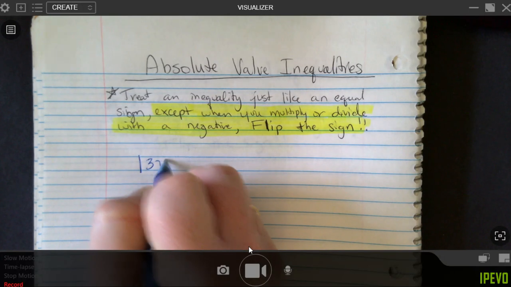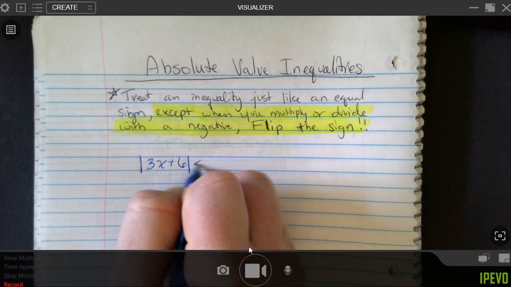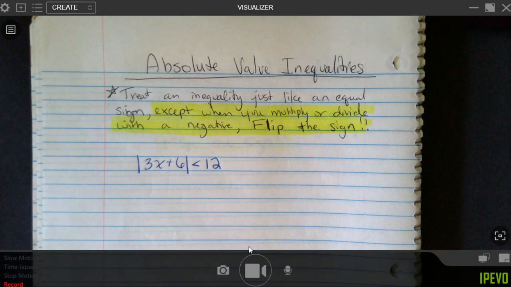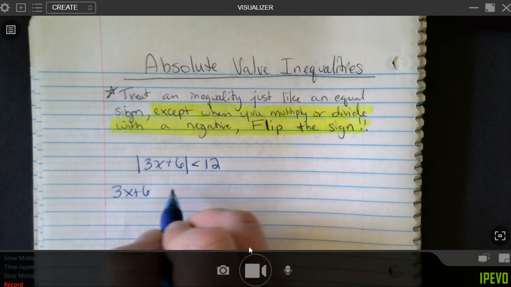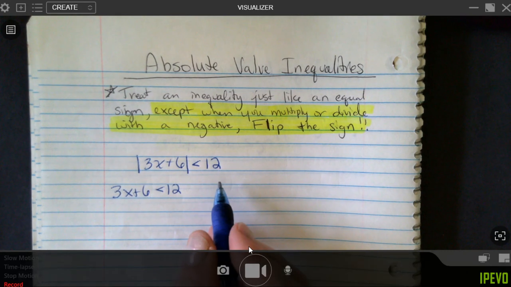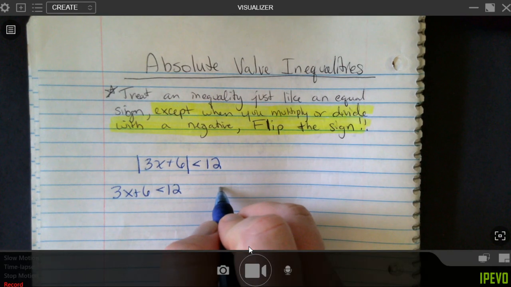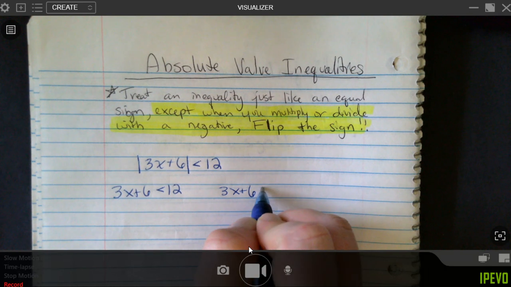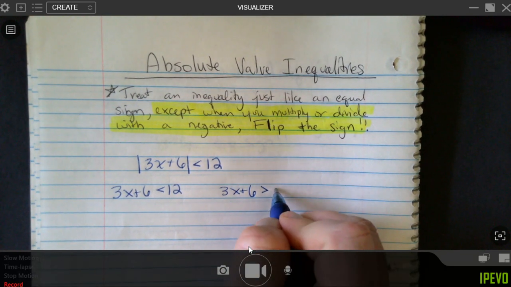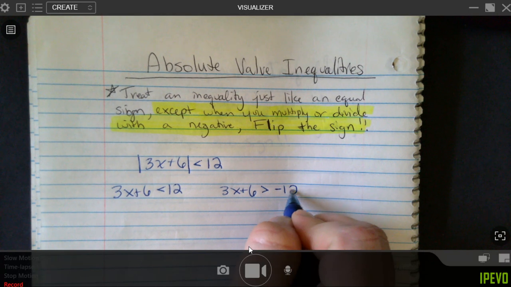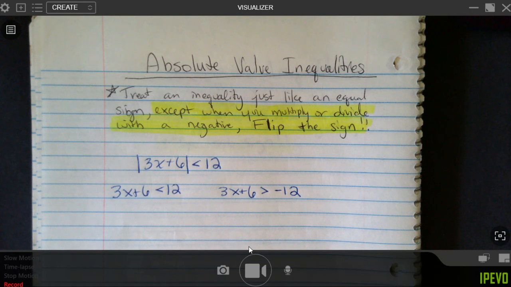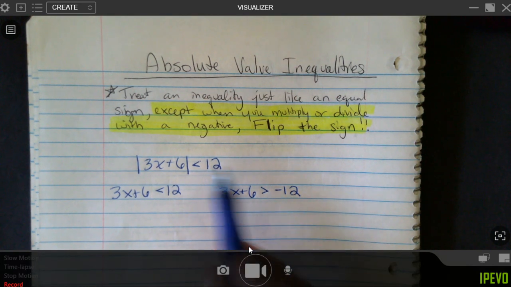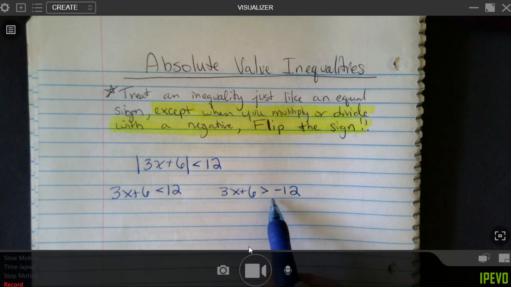So if we have a problem like the absolute value of 3x plus 6 is less than 12, remember with absolute values, I need to write the two equations without the absolute value bars. So that's going to be 3x plus 6 is less than 12, just the way it is. And then the second one will be 3x plus 6 is greater than, I'm flipping the sign because I'm multiplying by -1 to make this a -12. And we did that in the previous lecture with the absolute value equations. So when you multiply this by -1, you have to flip the sign.